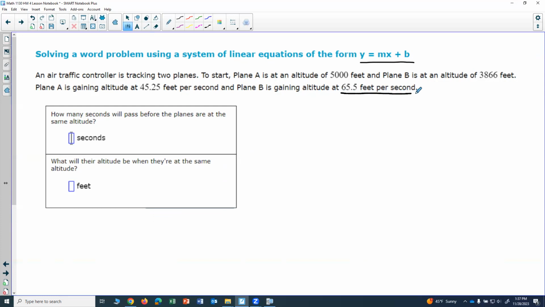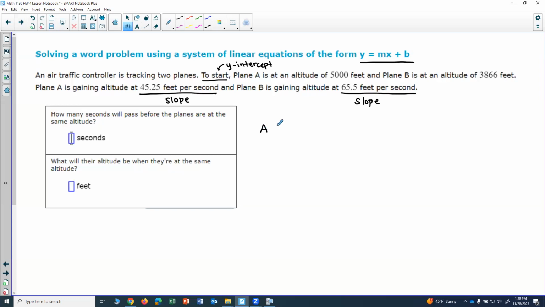So this is a rate of change, feet per second. So that's going to translate to a slope. 45.25 feet per second, that's also a rate of change. So that's going to translate to slope. To start, that's going to indicate the y-intercept. We want to know how many seconds will pass before the planes are at the same altitude and what their altitude will be when they're at the same altitude.